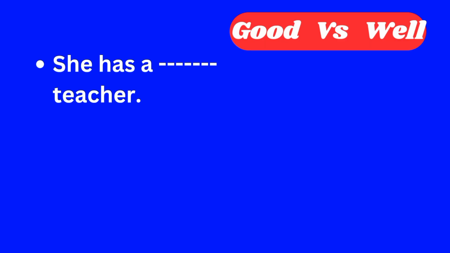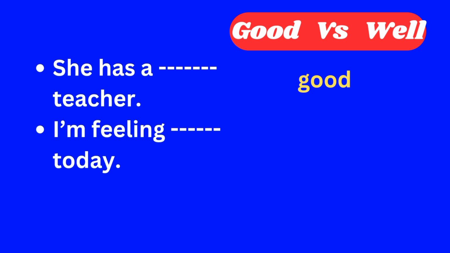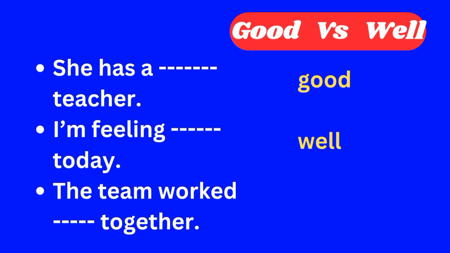Some more examples. She has a dash teacher. Good teacher. I am feeling dash today. Well today. The team worked dash together. Well together.